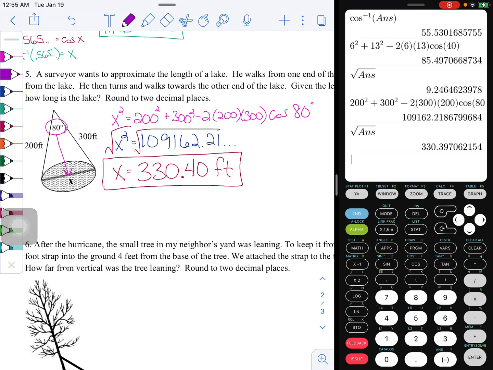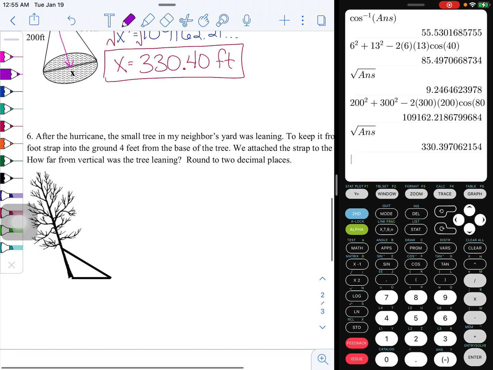And again, it's one of the uses for the law of sines and cosines: indirect measurement. It's not easy to measure straight across something like this. So if you can indirectly find some pieces of information, either law of sines or law of cosines can help.